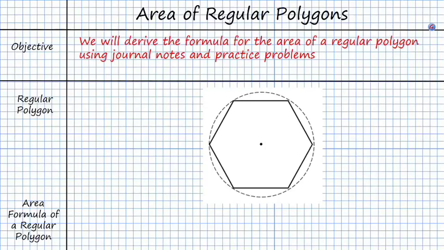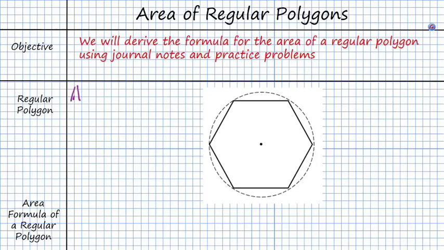So before we get into the area formula for a regular polygon, first let's talk about exactly what a regular polygon is. A regular polygon is a polygon where all sides and angles are congruent. Now remember, a polygon is a figure made up of at least 3 sides. So we're talking about all figures which have all of their sides being congruent and all of their angles being congruent. So let's go ahead and write our definition here.